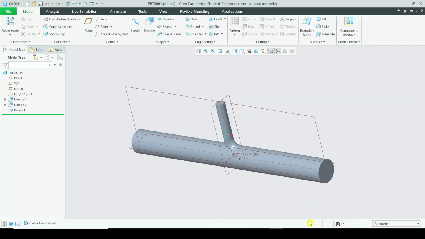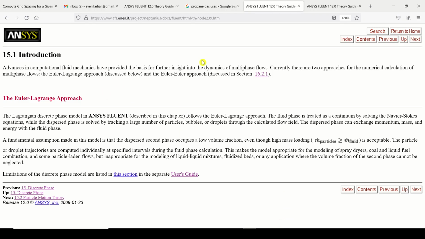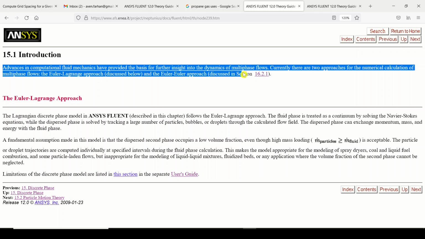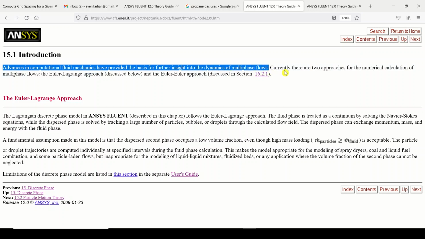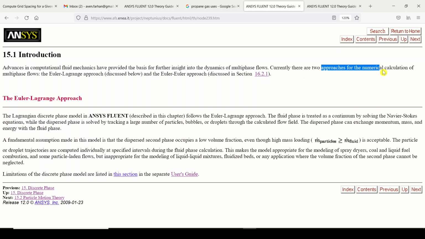Now I'll take you back to the browser, and we will see what is mentioned in the introduction of DPM. You can see that the advances in computational fluid mechanics have provided the basis for further insights into the dynamics of multi-phase flows. Currently there are two approaches for the numerical calculations of multi-phase flows, the Euler-Lagrange approach and the Euler approach, right? So we have these two standard approaches for performing the numerical calculations. Clear?